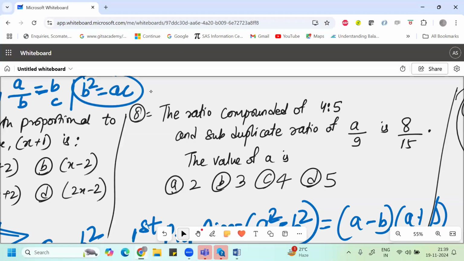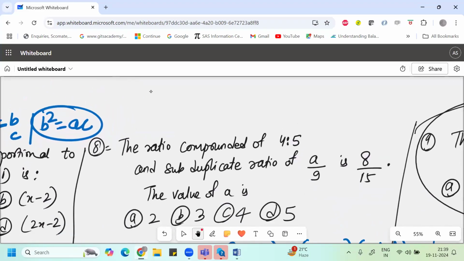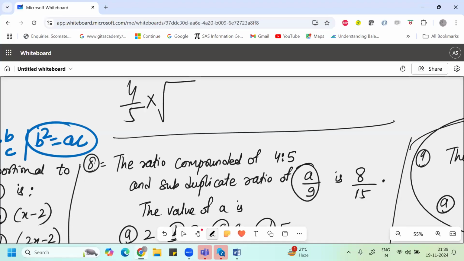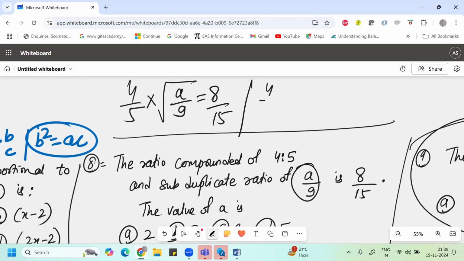Yeah. So compounded ratio, you understand. The ratio compounded of 4 by 5, and the subduplicate ratio of a by 9, means the square root of a by 9, that they have given as 8 by 15. And I hope you understand these things now. So 4 by 5, and square root of a is square root of a, and the square root of 9 is what? 3. The square root of 9 is 3, that is equal to 8 by 15.